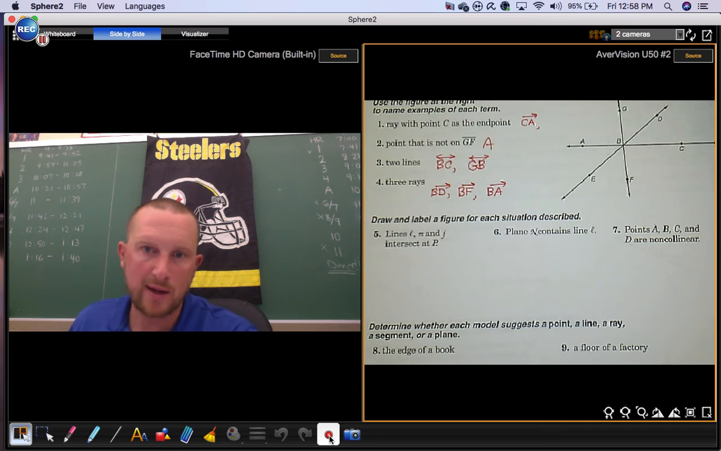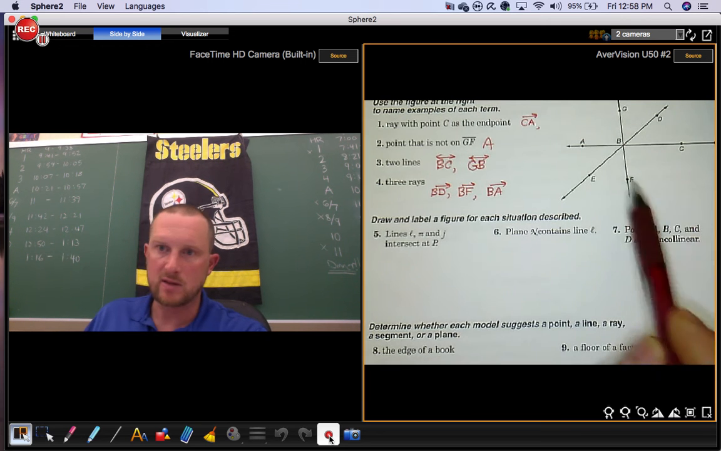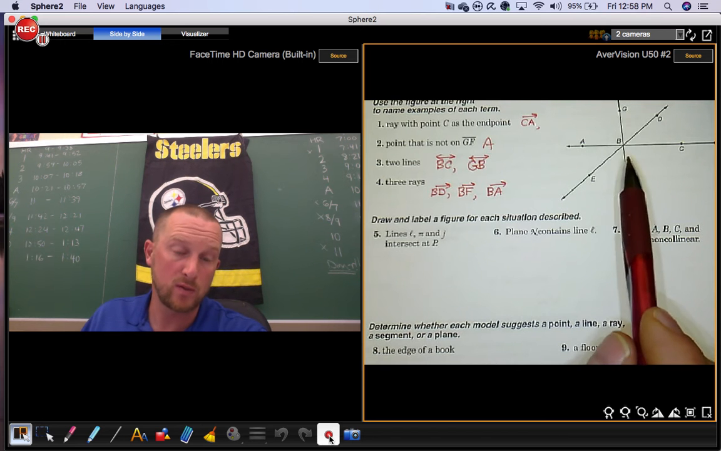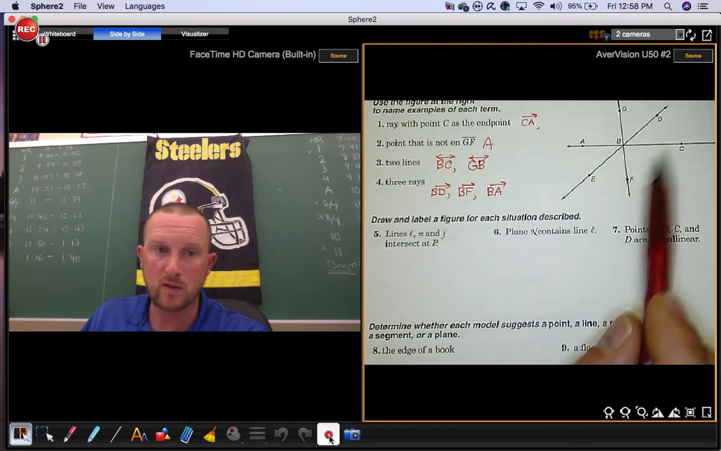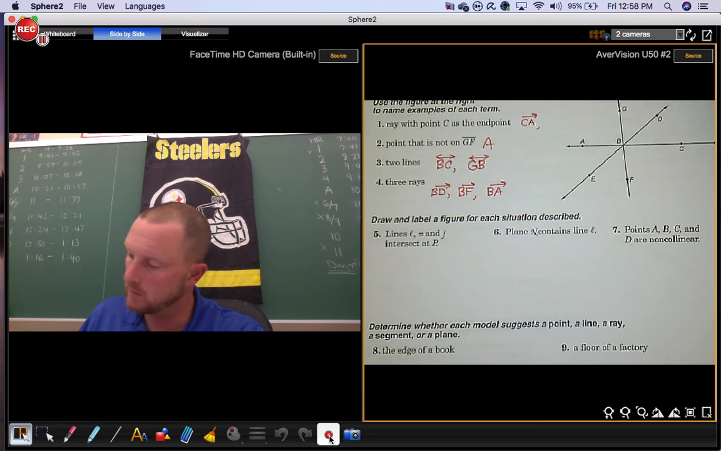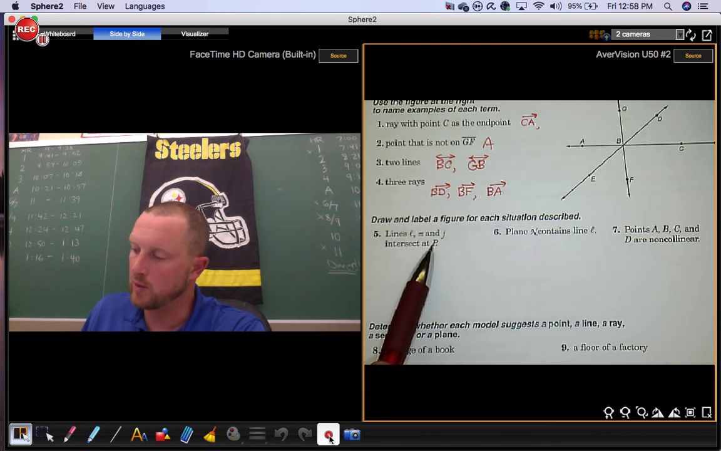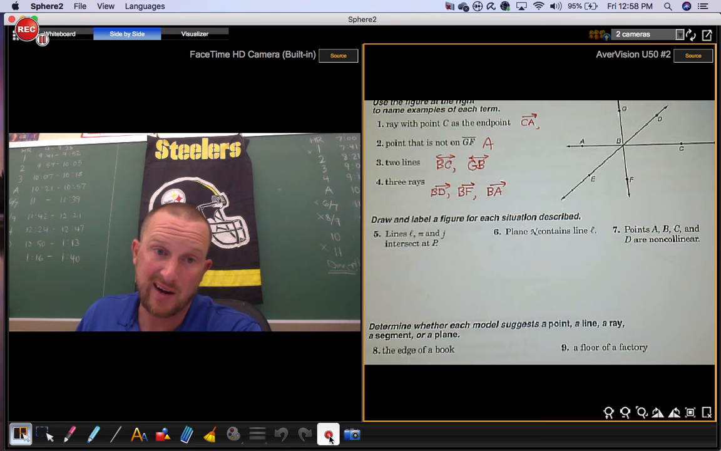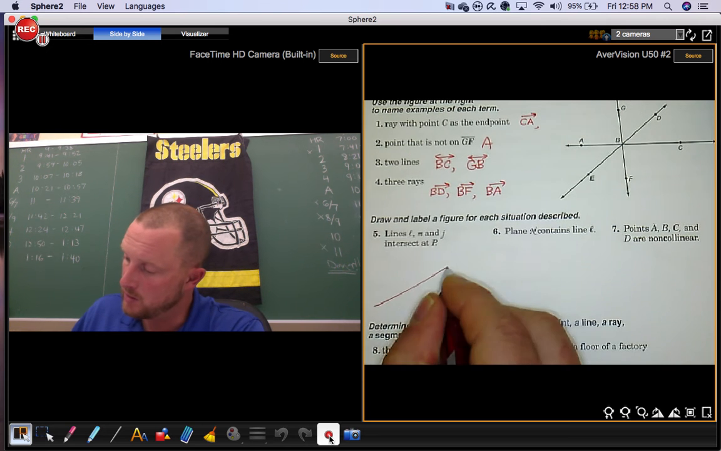Next part, we're going to draw and label a figure for each situation described. We're not using this diagram up here. You can use it to help you if you want, but it's not like you're looking for the answer up here. We need three lines, L, M, and J, to intersect at point P. I know that's a point because it's capitalized. These are not points. These are actually names of the entire lines. Okay? So you have three lines.